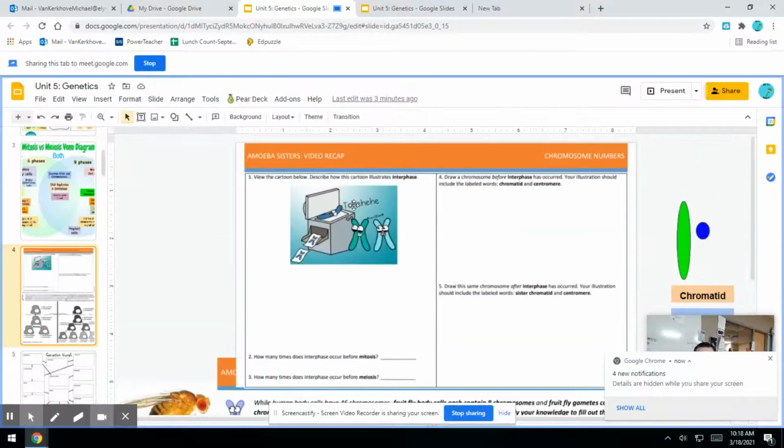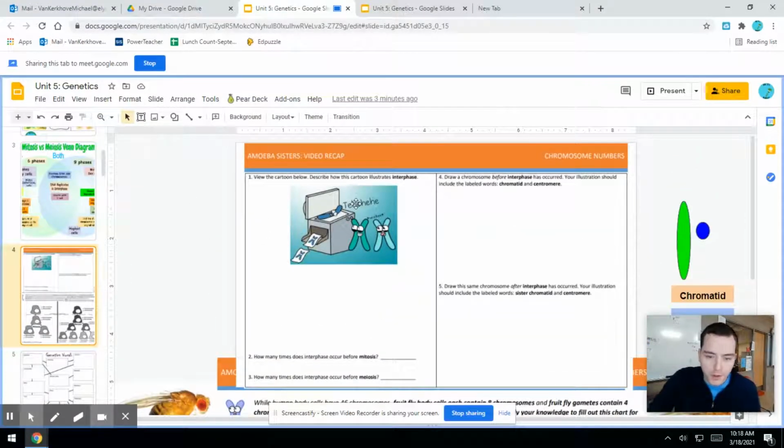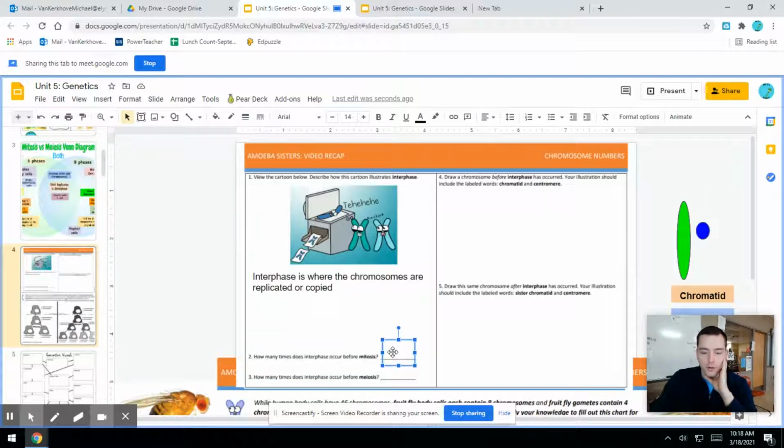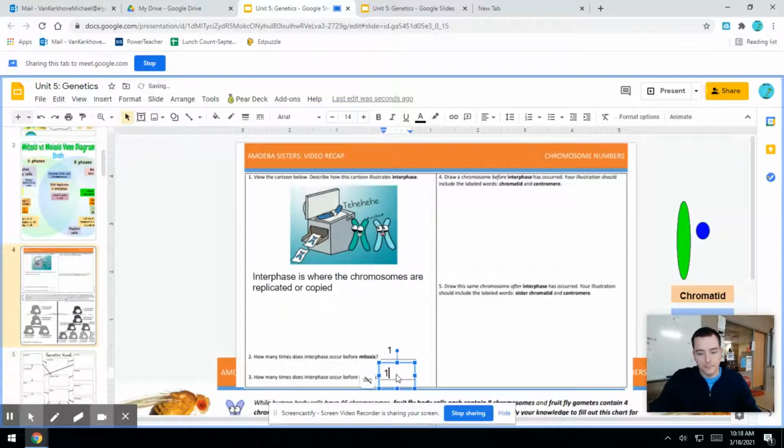Okay, so number 1, view the cartoon below. Describe how this cartoon illustrates interphase. Well, interphase is where the chromosomes are replicated or copied. So that's why we have this chromosome on the copy machine. How many times does interphase occur before mitosis? That's 1 time. Meiosis, 1 time.